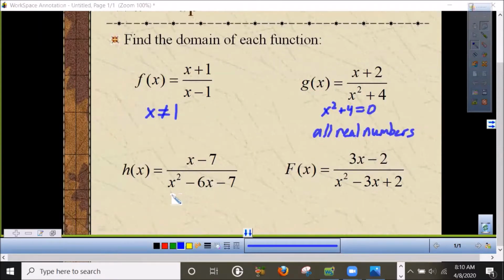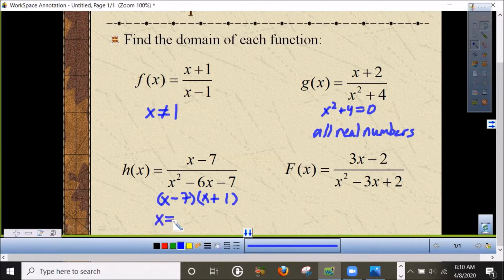Moving on to little h of x, the denominator is x squared minus 6x minus 7. Now it's not immediately obvious what numbers would make this denominator equal 0. So hopefully you thought to factor x squared minus 6x minus 7. That factors as x and x, and 7 is 7 times 1. And to make sure we get a minus 6x in the middle, we need a minus 7 and a plus 1. And that means the values that make this denominator equal 0 are 7 and negative 1. So we do not want x to equal 7, and we do not want x to equal negative 1.